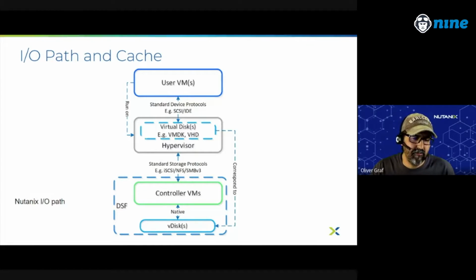So actually, there are scenarios where I/O will be remote, for example, when a local CVM goes down. I talk about data locality in a later slide, just to show what I talk about. So then the Nutanix I/O path. This is all transparent to the hypervisor and user VM, and it's native to the Nutanix platform.